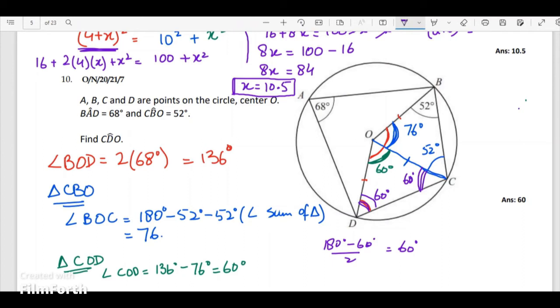So angle CDO is what we were concerned with. We have figured that out, that it would be 60 degrees because of the angle sum of a triangle. So angle CDO equals 60 degrees. That's our answer.